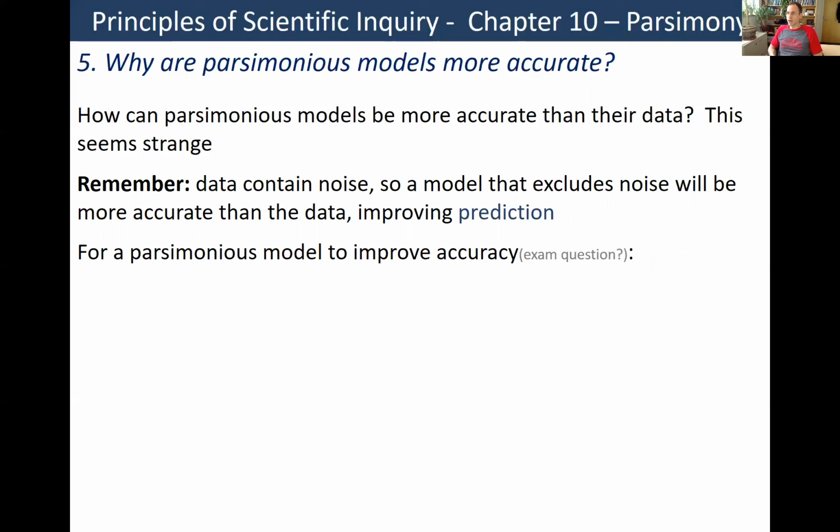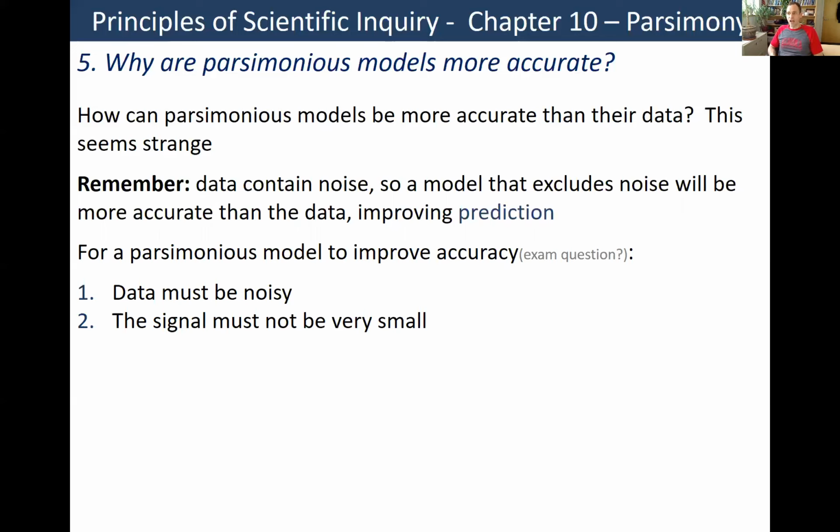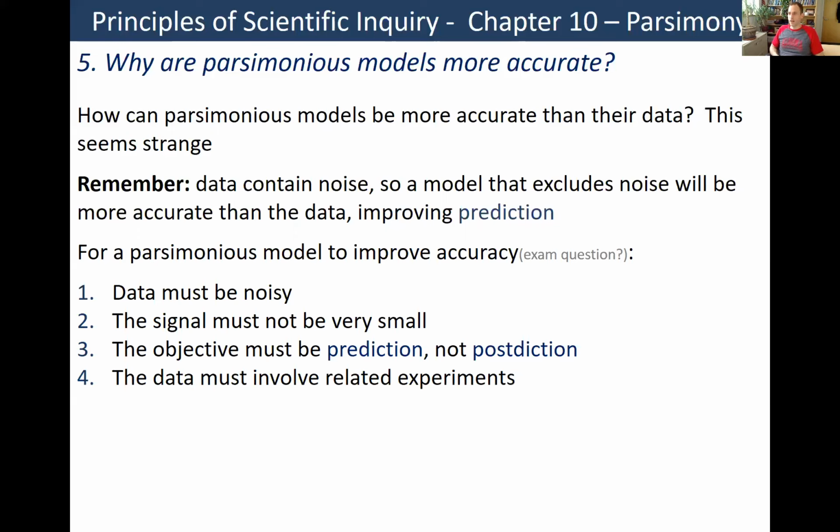For a parsimonious model to improve accuracy, the following must be true. Data have to be noisy. If there's no noise in the data, parsimonious models are not going to be more accurate. The signal must not be very small. So if the signal is very small, parsimonious models don't do much good. Okay. The objective has to be prediction, not postdiction, which it almost always is, but you should understand the difference and recognize why. The data must involve related experiments. So the example there would be Mendel's P experiments. They're very similar types of experiments with simple Mendelian crosses as they've come to be known. Those are clearly related experiments.